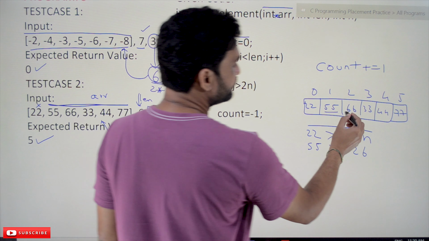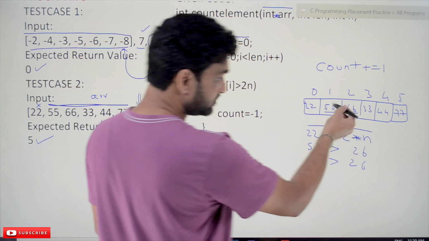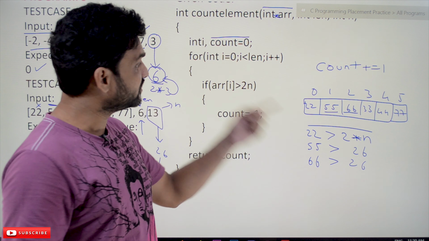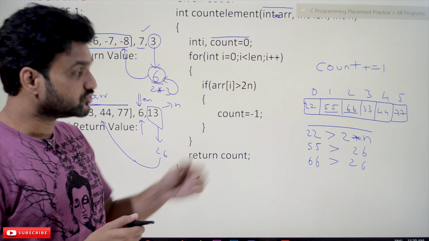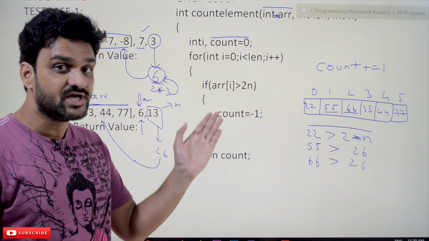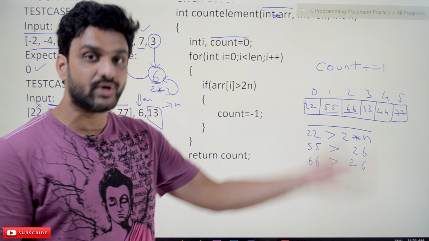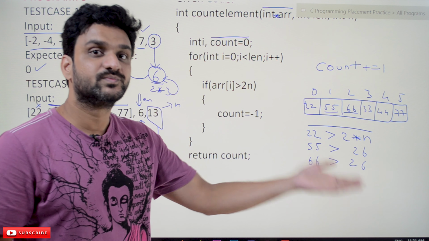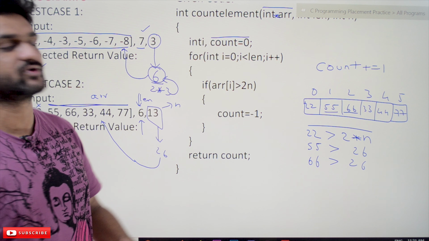Next we will go for the next element, is 66 greater than 26? So this is how the program works. The for loop is going to iterate for the number of elements in the array. Those many times it is going to iterate, and every time it is going to fetch element by element and compare it with 2 into n. If that condition is true, the count will get incremented. So this is a very simple program.